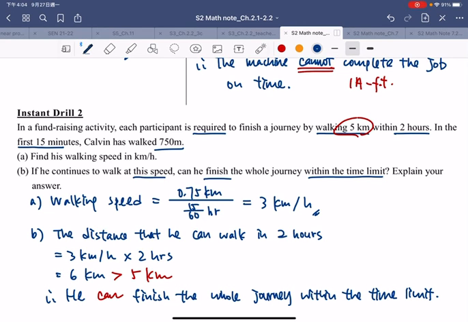Well, that's it today. So please use the remaining lesson time to start your classwork on exercise 2A, question 1 up to 14.